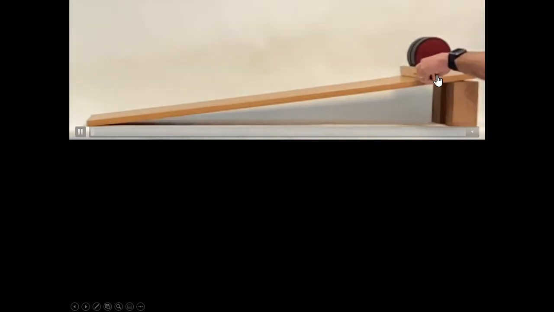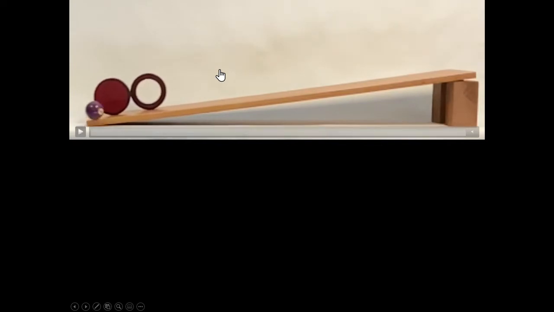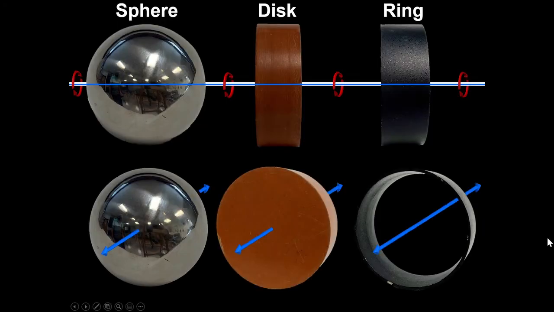But if I race a sphere against a disk against a ring, invariably the sphere will get out ahead and the ring will always be the slowest. Okay, so something's different about that. And let's see if we can look at the different shapes and decide what is different.